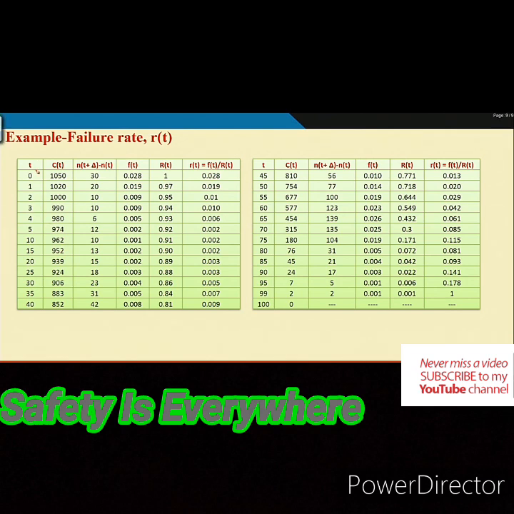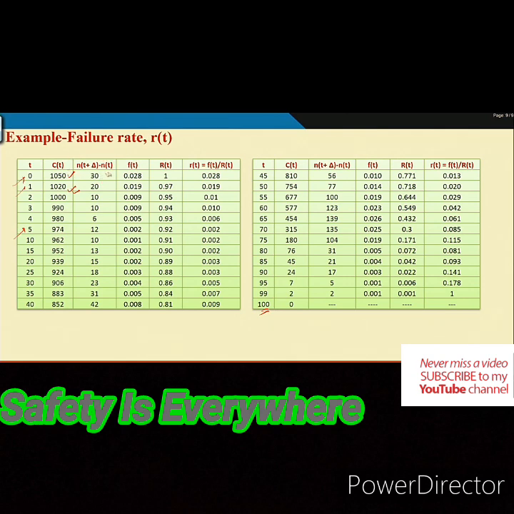We have considered t equal to 0 to 100, so 100 different units. Please see that first 0 followed by 1, like this up to 5, the change is 1 unit, and after that the change is 5 units. At the beginning, the number of units put under operation was 1050, and then slowly as age or time increases, the number of units starts failing, and at 1 unit of time, the number surviving is 1020, and this we have discussed earlier in this manner.